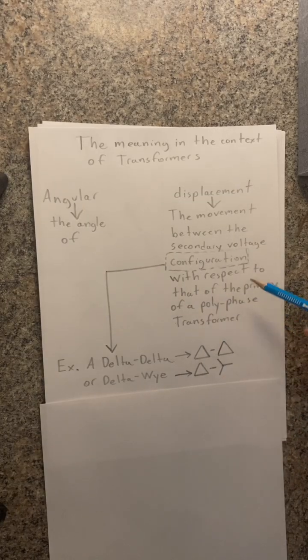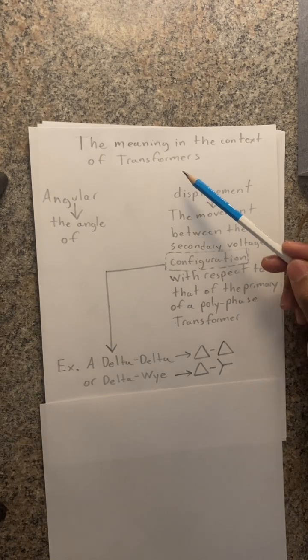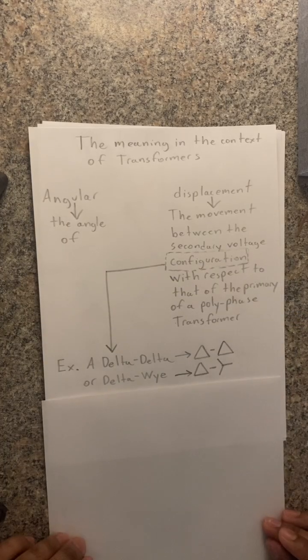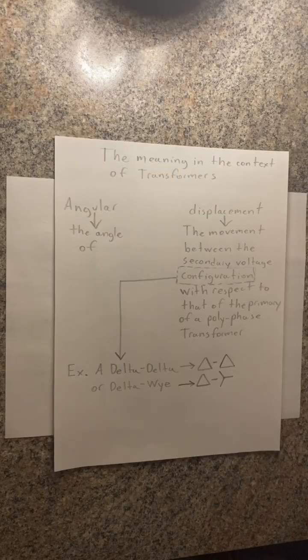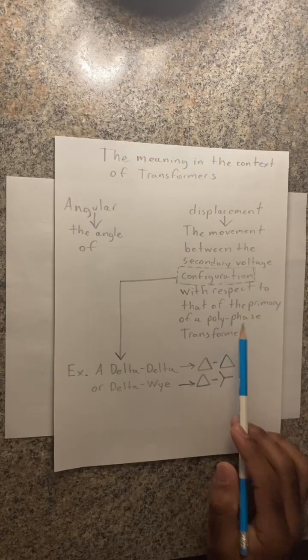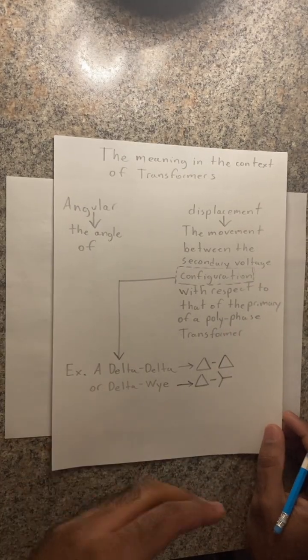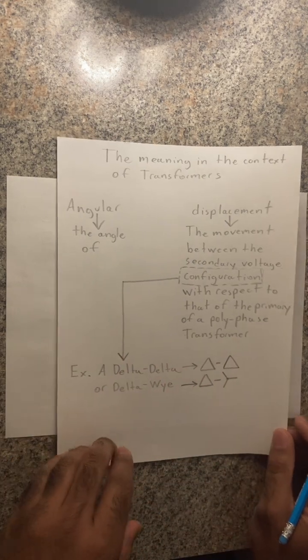So the term transformer refers to both polyphase and single phase units. However, in the context of angular displacement, we know that we are referring to polyphase units, so therefore we are excluding single phase units. With that being said, it is of our interest to mention briefly the exclusion of single phase units and the confirmation of the polyphase units for the angular displacement.